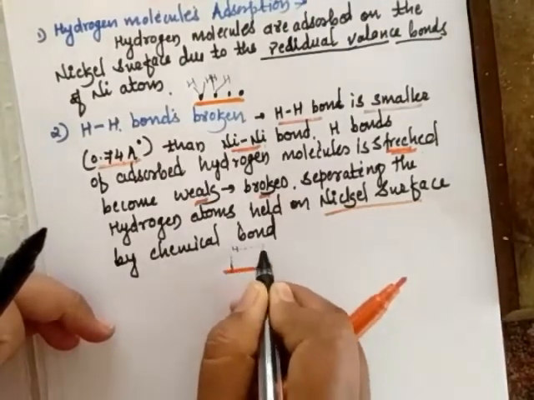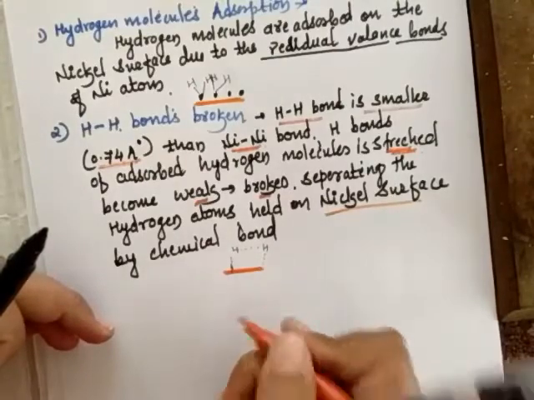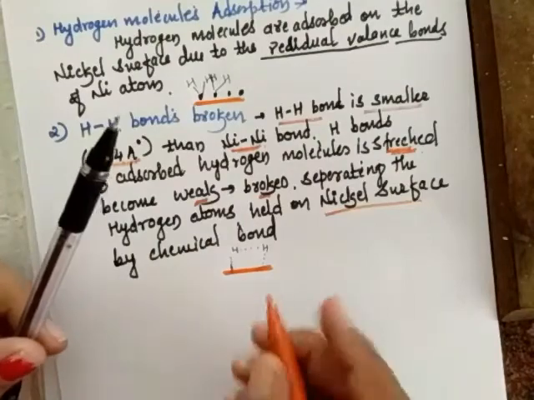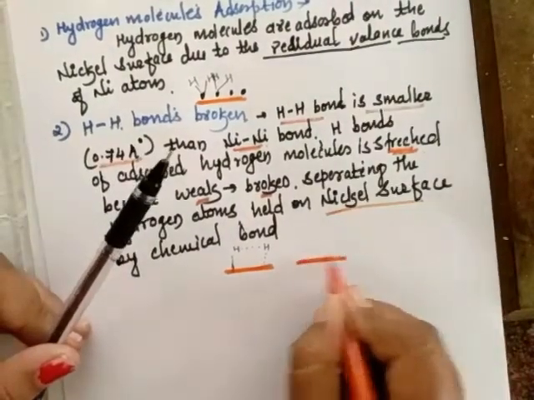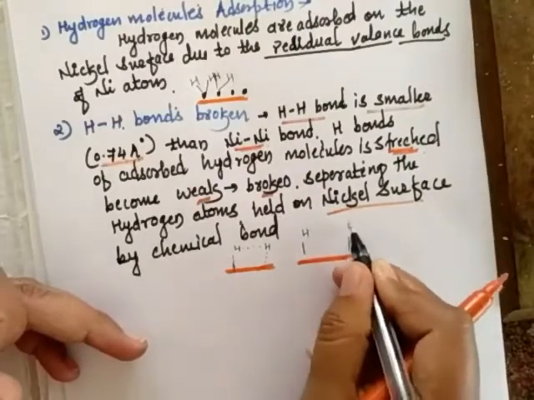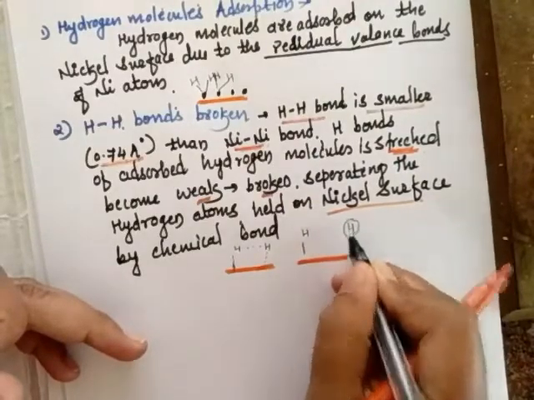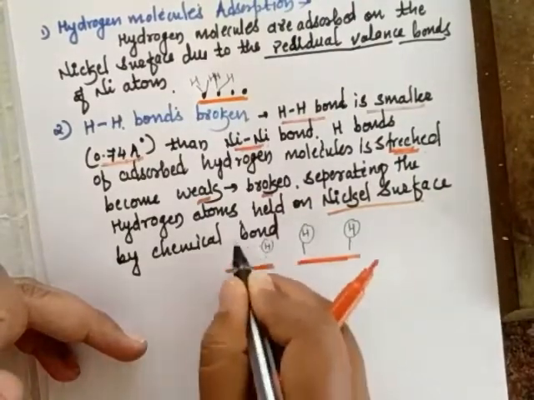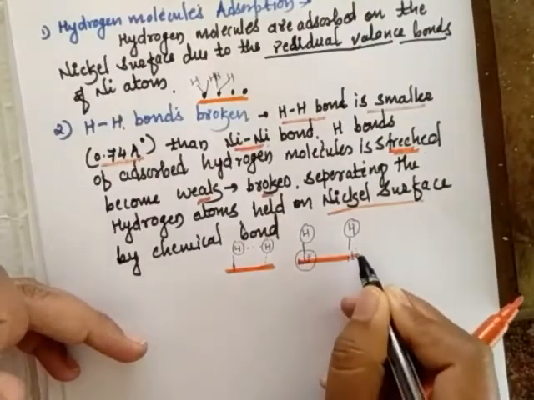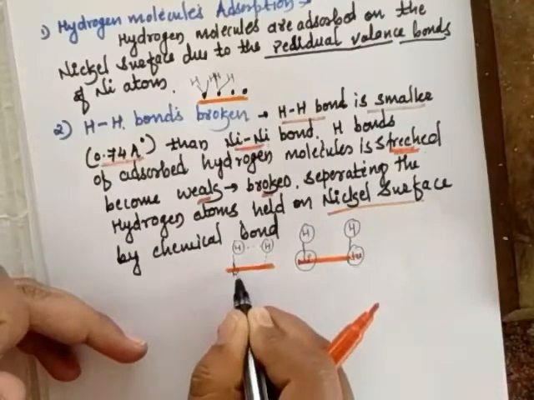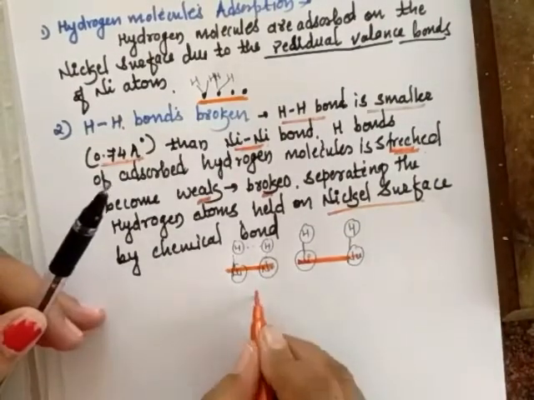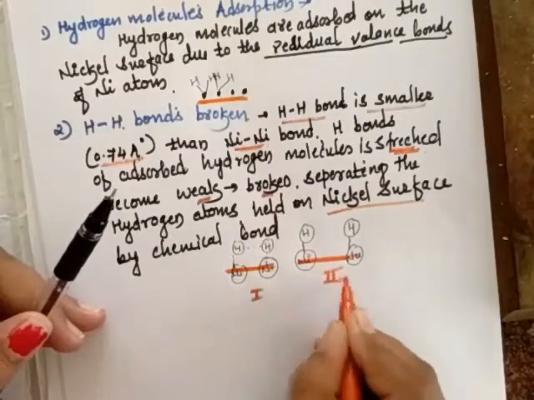Okay, I will write here like this. They are just held as separated hydrogen atoms. They first get adsorbed and in the second part get separated. This is one of the hydrogen atoms, and here the nickel surface is already present. This may be considered as step 1, and this is step 2.